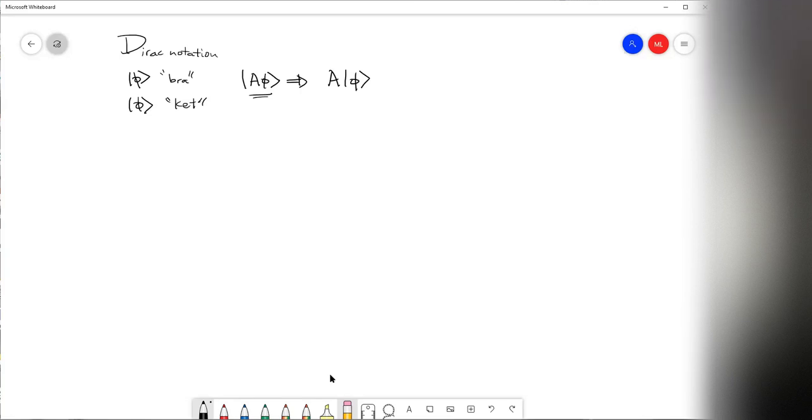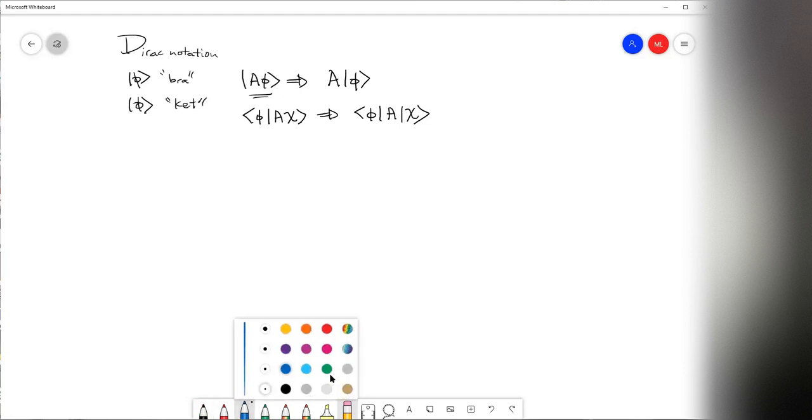But we're just going to think about things this way. And then inner products, things that we did that looked like this, we're going to write that instead as phi A chi like this. And this is all okay, provided that you understand that when we write something like this, we're implying that A is acting on the right here, that A is operating on this guy. See, it's unambiguous here.